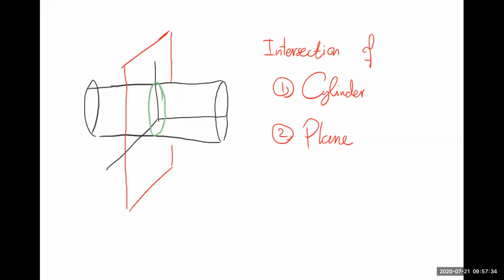If you have a cylinder and you have a plane which is orthogonal to the cylinder, the intersection would be like here, it's like this. It looks like a circle. Is it clear to everyone? Can you visualize this? Okay. But what if the plane is not completely orthogonal to the cylinder?